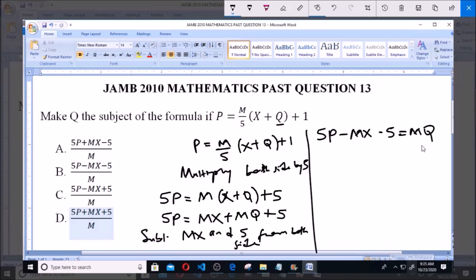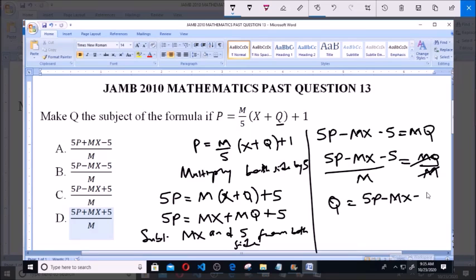Now our major concern is to liberate what? To Q, that is make Q the subject of the formula. Now with this we can simply do this by what? Dividing both sides by the coefficient of Q, which is M. So dividing both sides by M, we'll have 5P minus MX minus 5 all over M is equal to MQ all over M. Now this M, we cancel this M, giving us that Q is equal to 5P minus MX minus 5 all over M, and that is option B. So option B is the correct answer to this question.